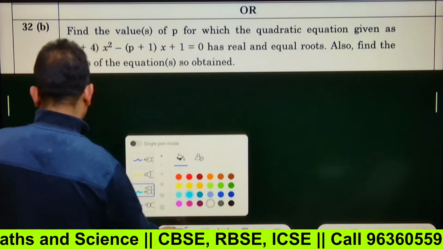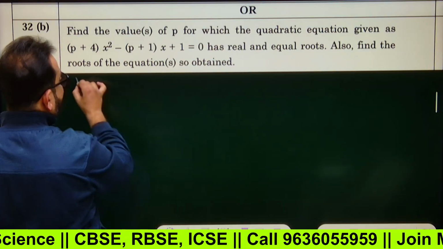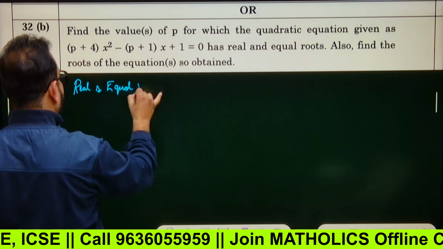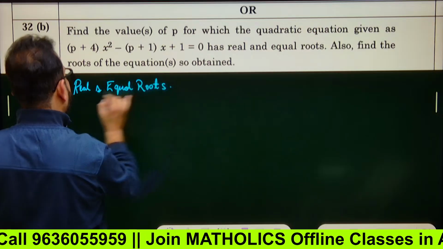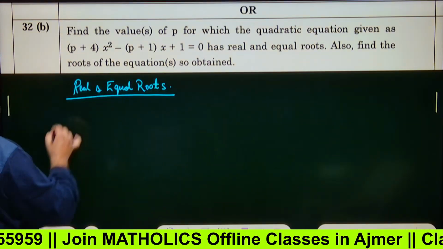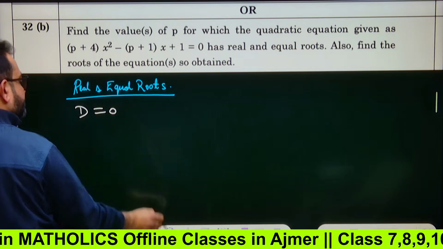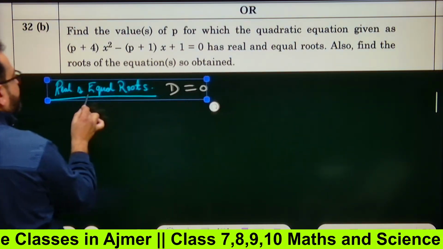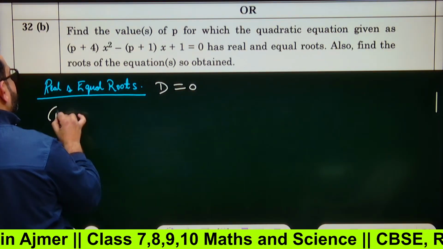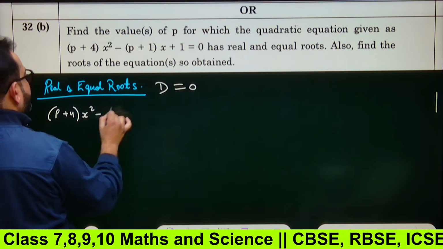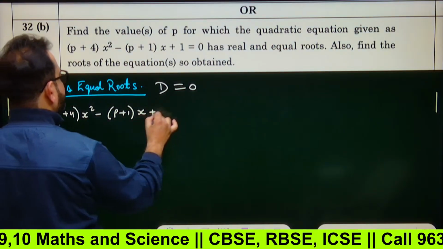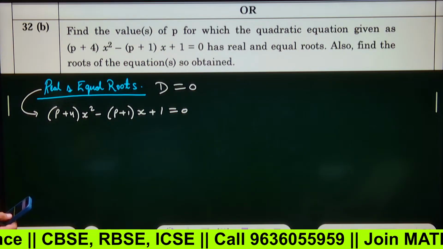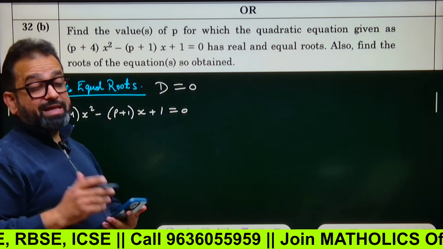See, it's given real and equal roots. Real and equal roots means D has to be equal to 0. Now the equation is (p plus 4)x square minus (p plus 1)x plus 1 equals to 0. This quadratic equation has real and equal roots, so you must put D equal to 0.